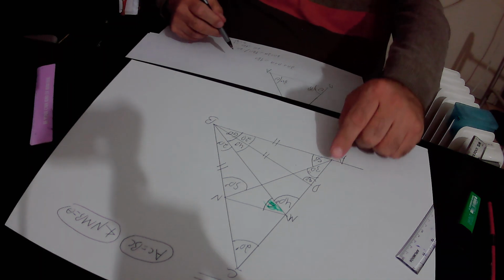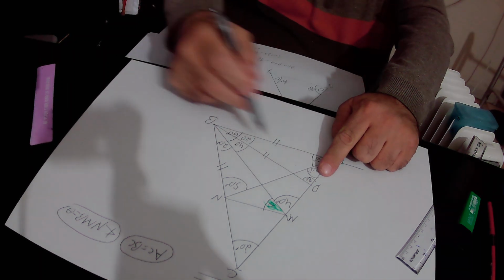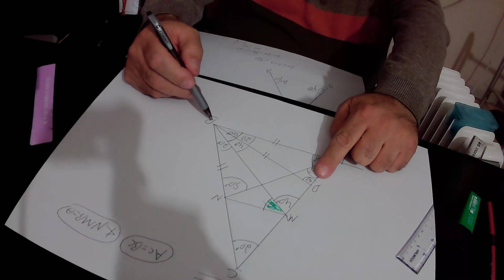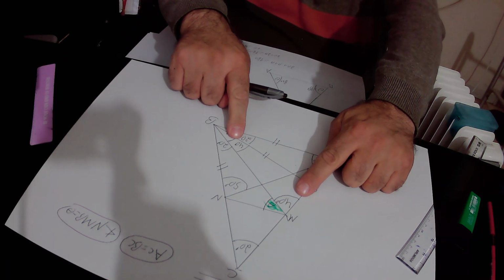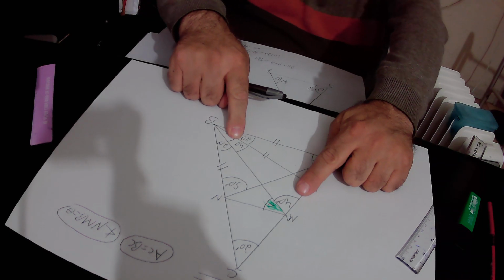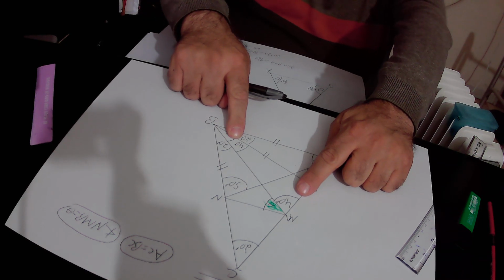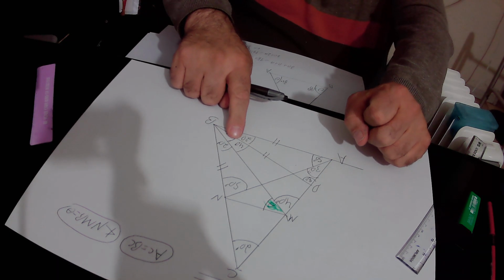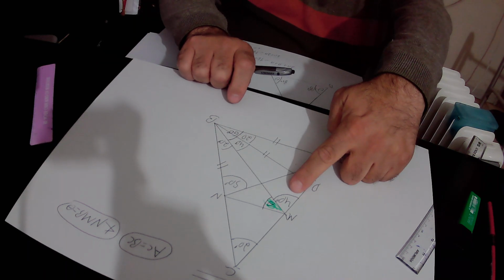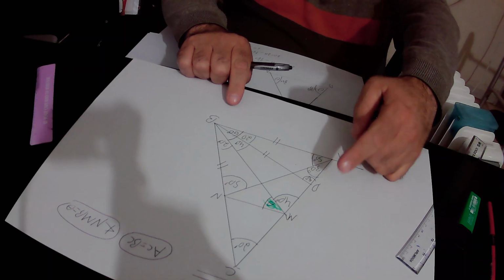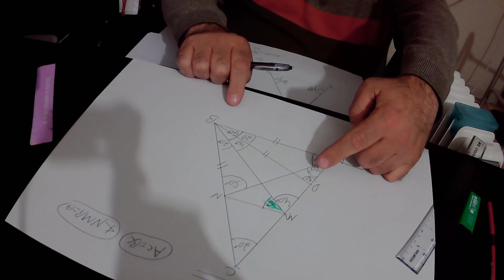Now we have triangle MDB. In this triangle MDB, we have two angles that are equal to each other. Again, we have the rule that in front of equal angles in the triangle, there are equal sides. In front of this angle, we have side DM. In front of this angle, we have side DB, and therefore DM must be equal to DB.